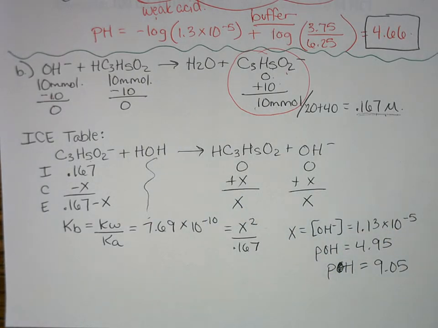You start with your little stoichiometry table to figure out how many millimoles of product you have. You have to turn that into a concentration. Then you've got to reverse the reaction, make an ice table, solve for X, get a different K value, and then go from there. Any questions on that?